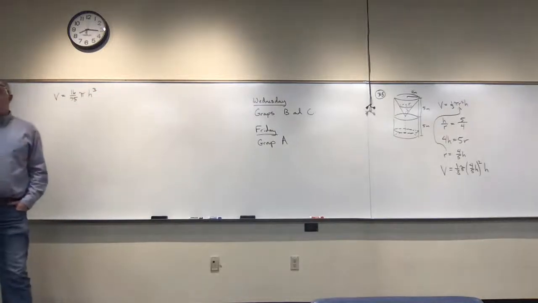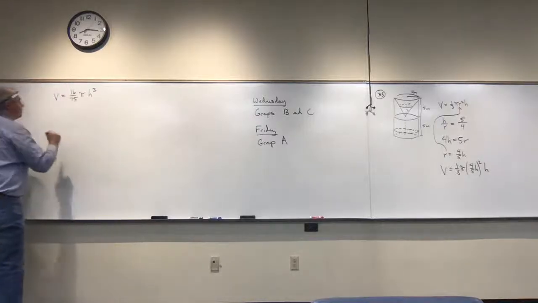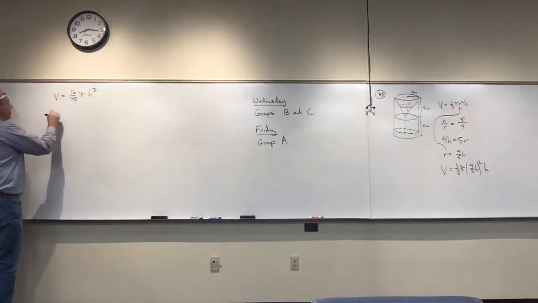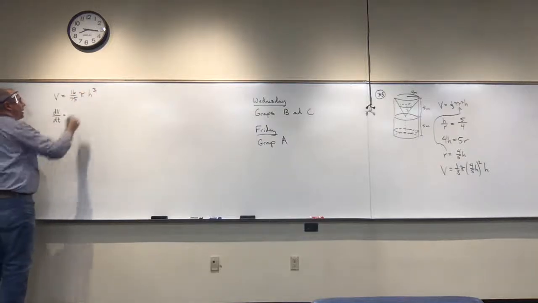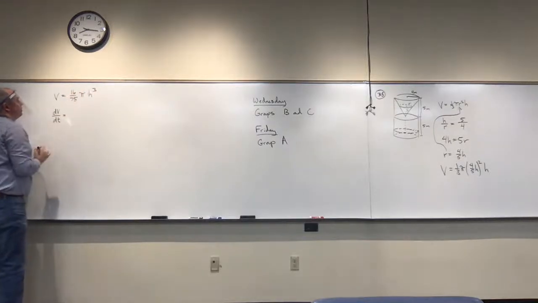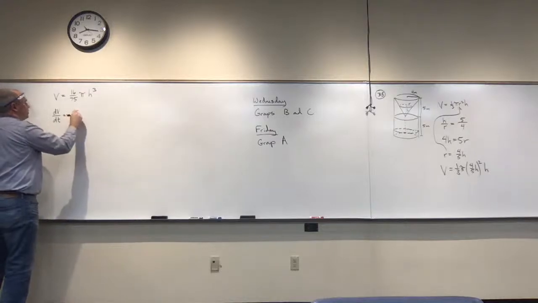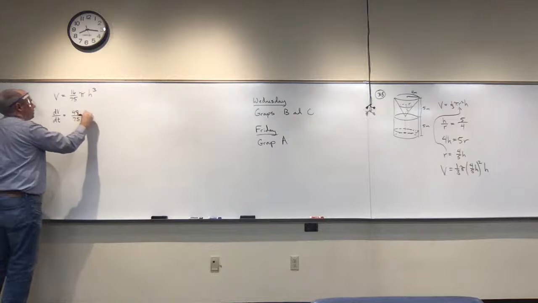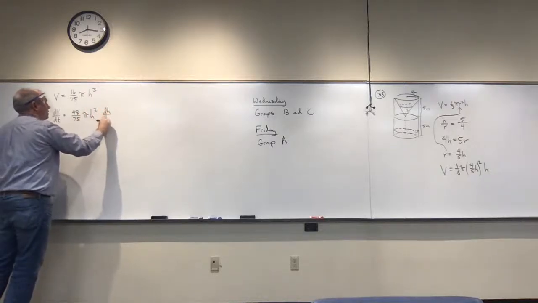And so now we're ready to take a derivative. So if I take a derivative of this equation with respect to t, I get dV/dt is equal to, bring down the 3. Let's see, 3 times 16 is 48. So I could write this as 48 over 75 pi h squared times dh/dt.